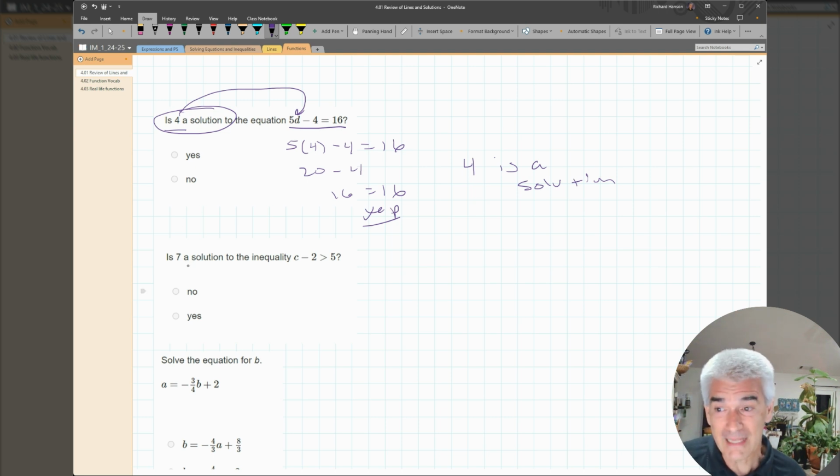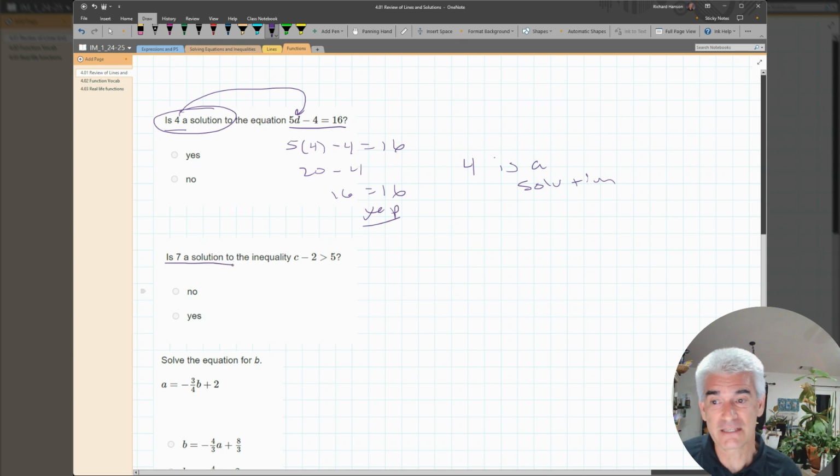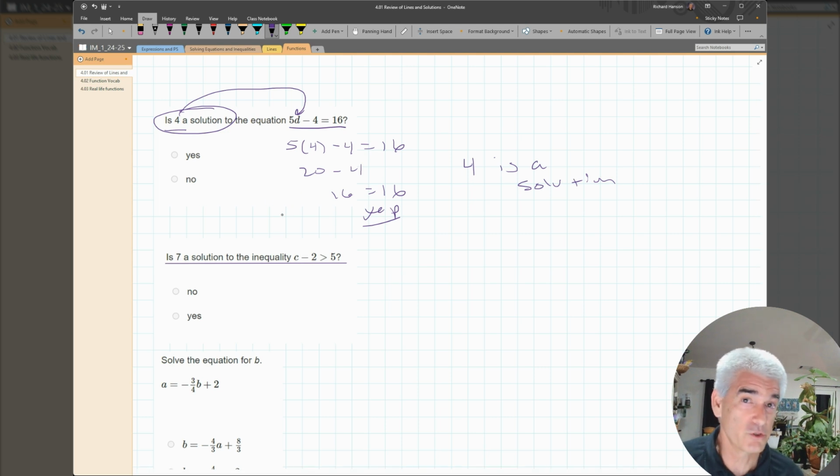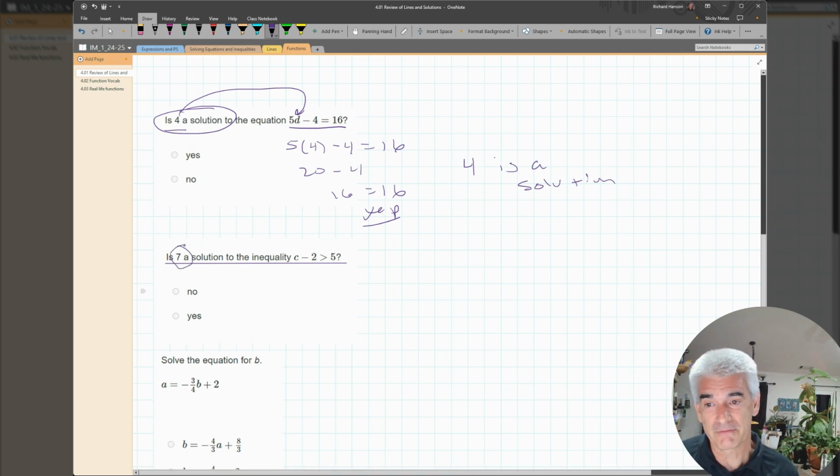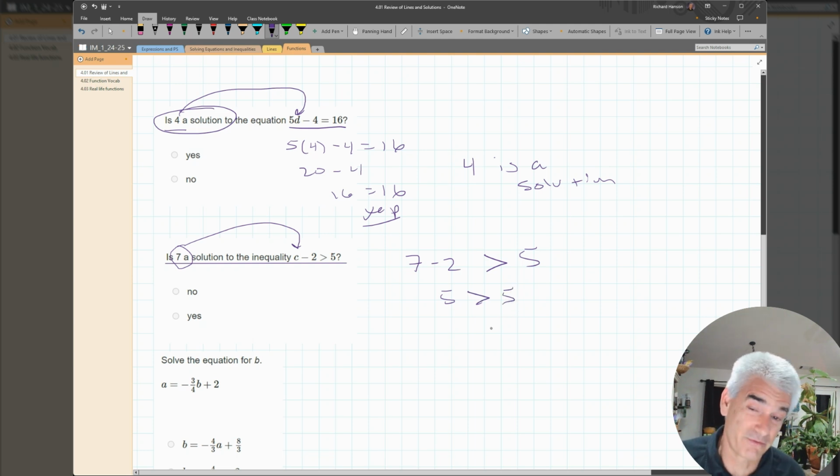Like for instance here, is 7 a solution to this inequality? There's probably lots of solutions to inequalities. Sometimes inequalities have no solution, but let's check it. Let's plug in 7 for C. So is 7 minus 2, is that greater than 5? Is 5 greater than 5? No, 5 is not. 5 is equal to 5.